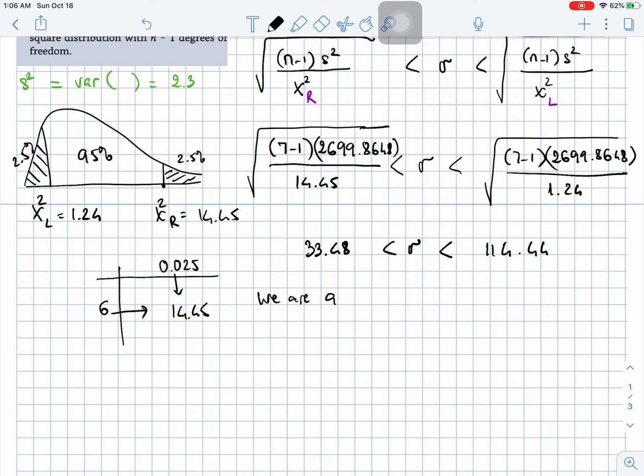Now you simplify this. You will get 33.48 and 114.44. We will answer the problem. We are 95% confident that the population standard deviation is between 33.48 and 114.44.